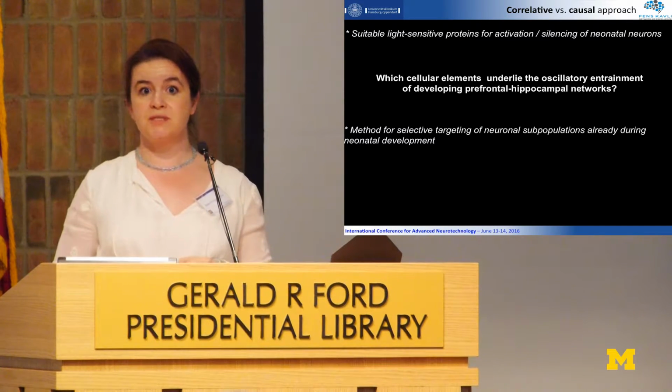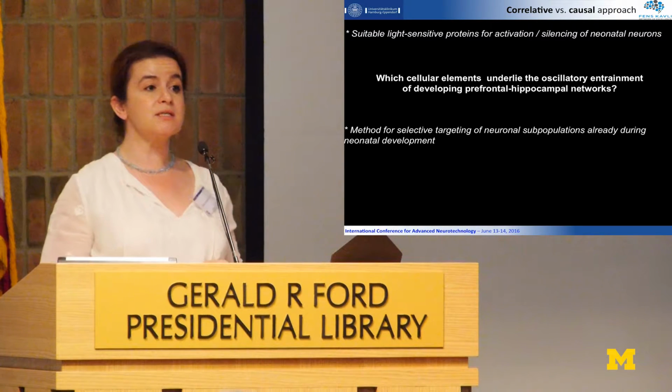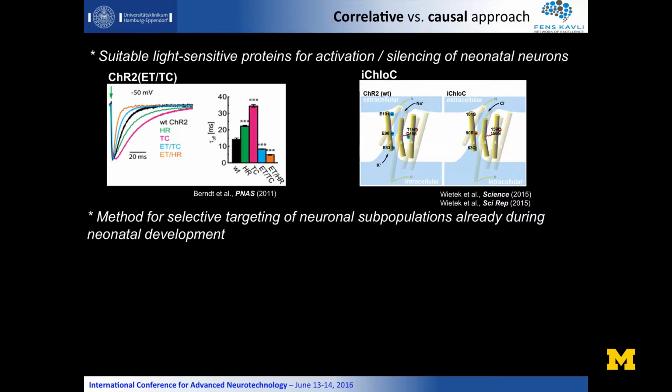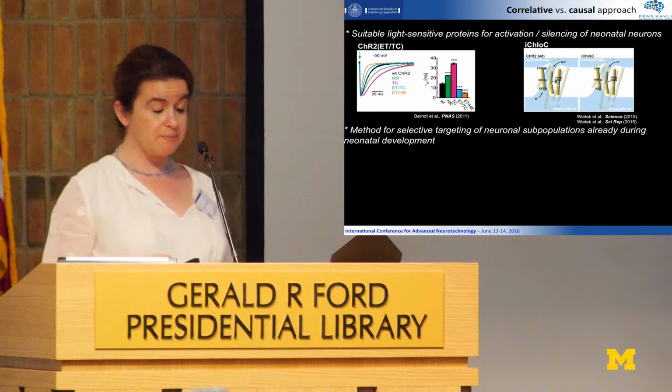So the classical channelrhodopsins are not so well suited. Together with our collaborators, Peter Hegemann in Berlin and Thomas Oertner in Hamburg, we used for the activation of neurons a double mutant of channelrhodopsin, a so-called ATTC mutant. It has a big advantage in that it follows high frequency stimulation very well. It has very good kinetics, it's fast, and it's very efficient, inducing action potentials with high precision.